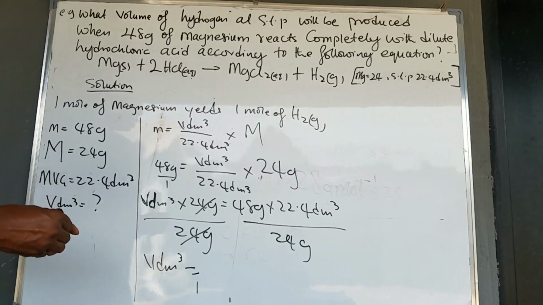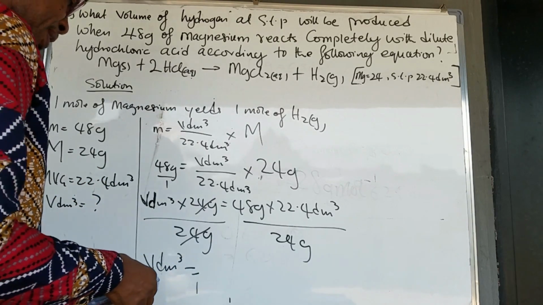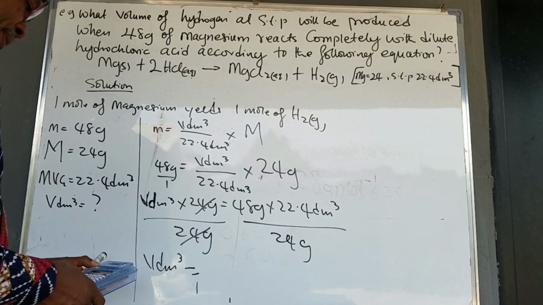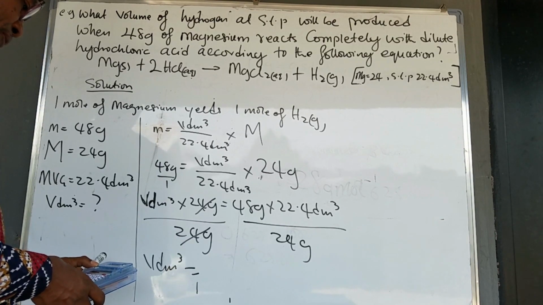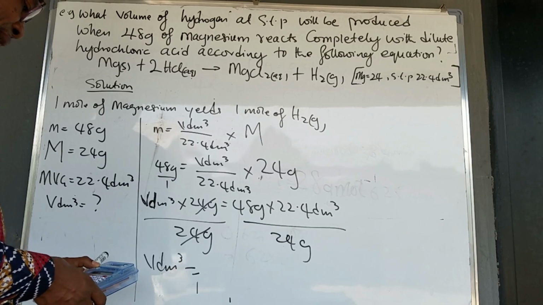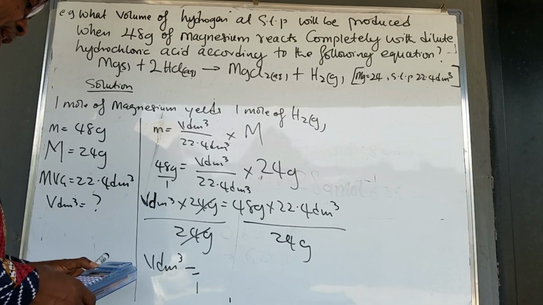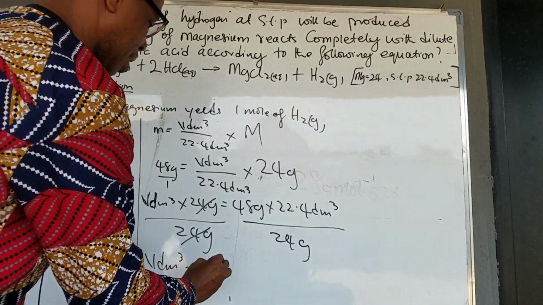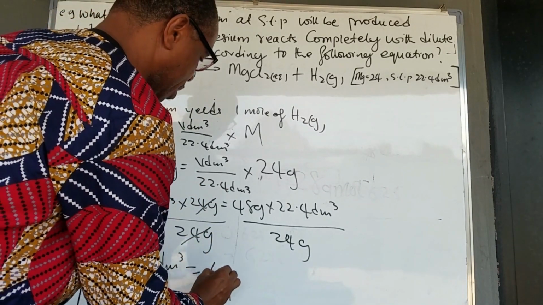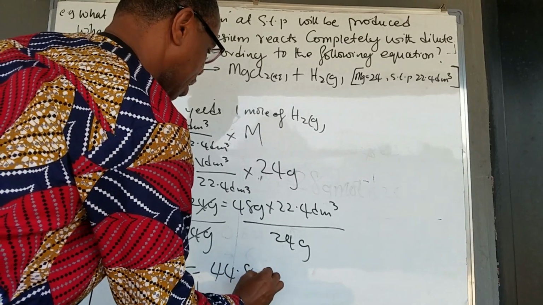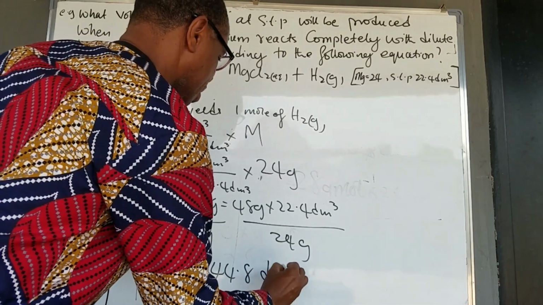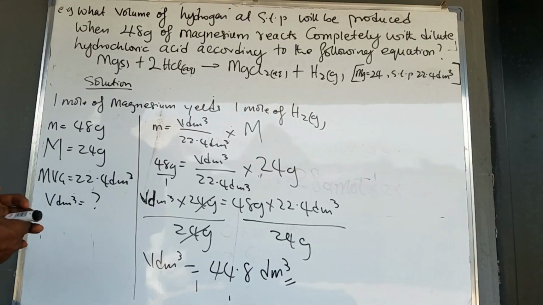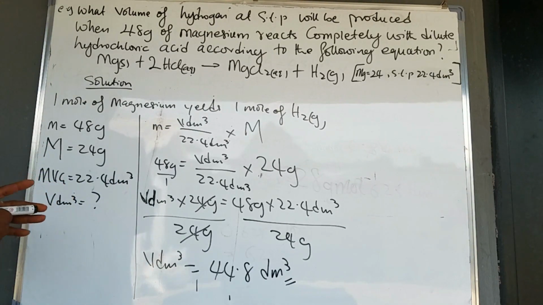And with my calculator, which is your best friend in chemistry calculation, I have 48 times 22.4 divided by 24, and my answer is just looking at me, nothing else but 44.8 dm³. That's the answer to this simple chemistry question. You can see the timing with which I arrived at the answer.